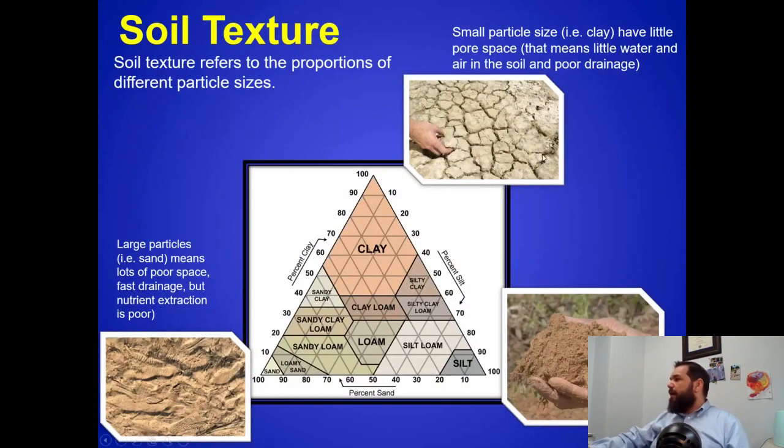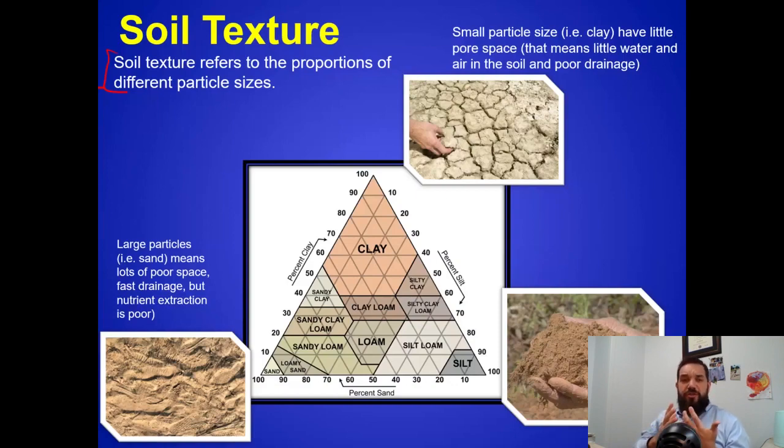All right, now we also talk a lot about something called soil texture. So soil texture refers to the proportion of different particle sizes. Again, so many people get this mixed up, and as soon as they hear texture, they think rough and smooth. Rough and smooth have nothing to do with this at all. Get that out of your mind, okay? Whenever you hear texture in earth science, we're talking about the distribution of different particle sizes, okay?